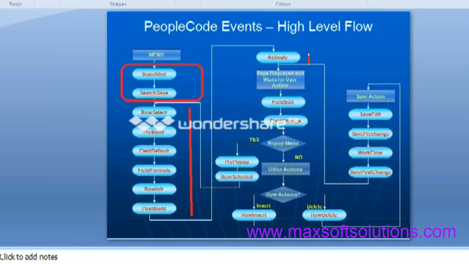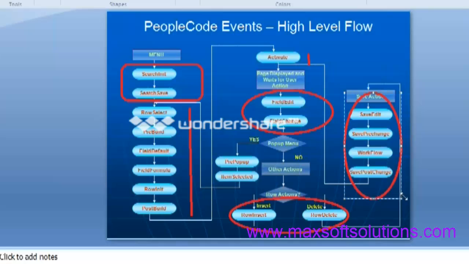Once the page is displayed in front of the user, after field changes, these two events are firing. There is a possibility at the time of row insert and row delete, these two events. At the time of save, these four events. Forget about these two, three: pop-up and items. These five are the major general areas: 1, 2, 3, 4, 5.